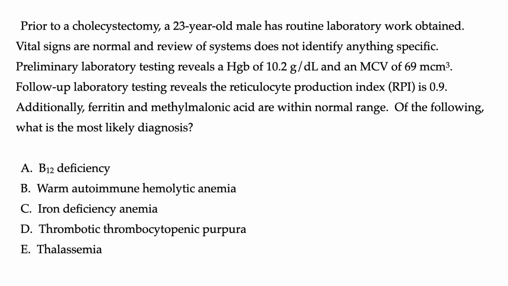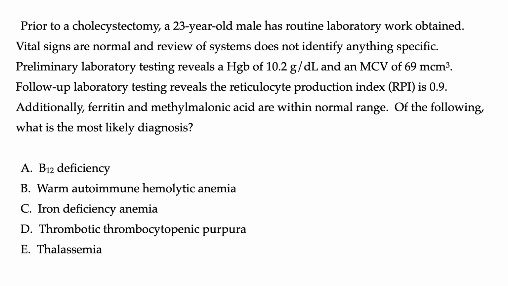So here's the question. Once again, pause, answer it, and then continue the recording, and we'll go on. Prior to a cholecystectomy, a 23-year-old male has routine laboratory work obtained. Vital signs are normal, and review of systems does not identify anything specific. Preliminary laboratory testing reveals a hemoglobin of 10.2 grams per deciliter and an MCV of 69. Follow-up laboratory testing reveals the reticulocyte production index is 0.9, so not responding. Additionally, ferritin and methylmalonic acid are within normal range. Of the following, what is the most likely diagnosis?